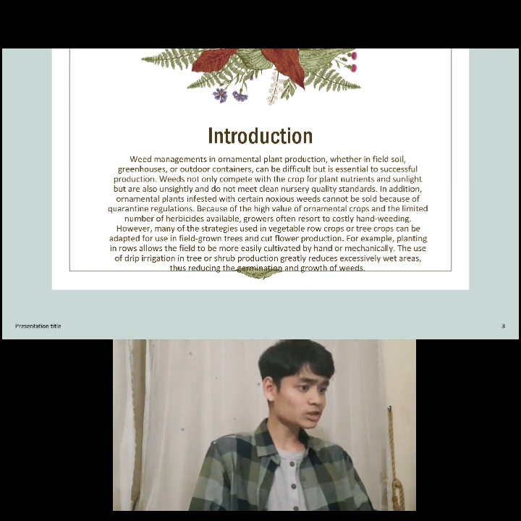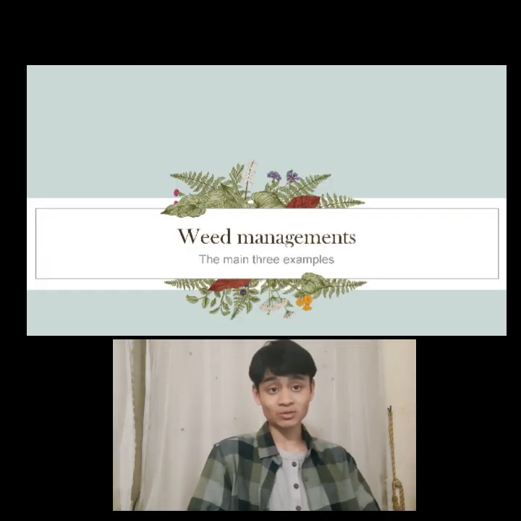Because of the high value of ornamental crops and the limited number of herbicides available, growers often resort to costly hand weeding. However, many of the strategies used in vegetable row crops or tree crops can be adapted for use in field-grown trees and cut flower production. For example, planting in rows allows the field to be more easily cultivated by hand or mechanically. The use of drip irrigation in tree or shrub production greatly reduces excessively wet areas, thus reducing the germination and growth of weeds.